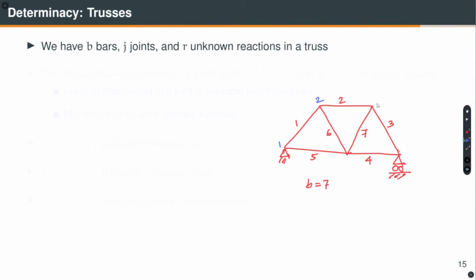1, 2, 3, 4 and 5. So, J is equal to 5. There are 5 joints. How many unknown reactions are there? Well, here in this support we have two reactions. Here, this is the roller support, so we have 1 reaction. So, R is equal to 3.